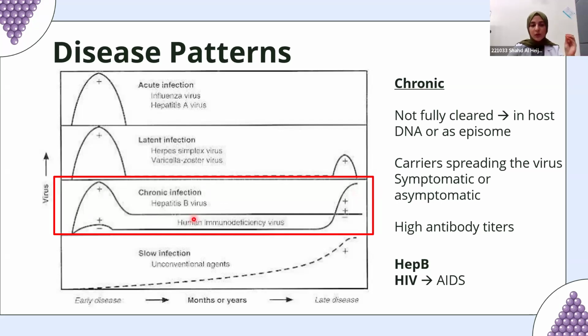So the major thing you need to remember: latent infection for the herpes and the chronic infection for hepatitis B and HIV. But according to Dr. Garwin, it was mentioned in both. Tayyib.